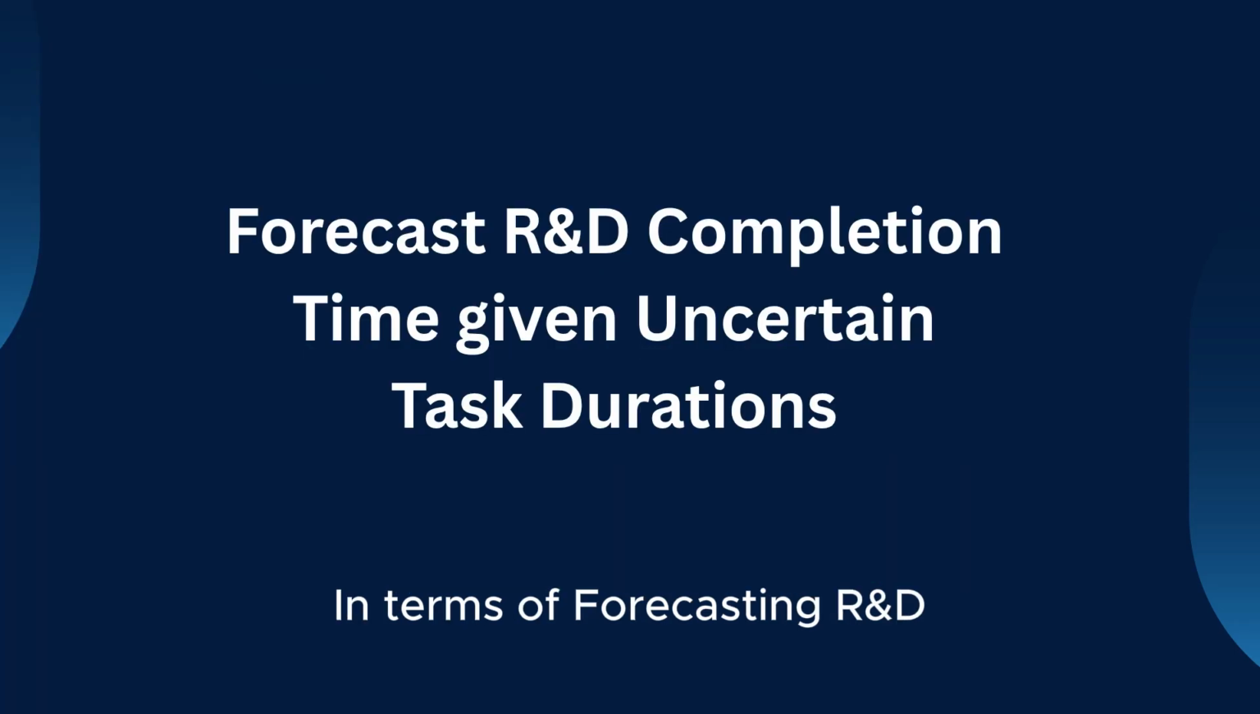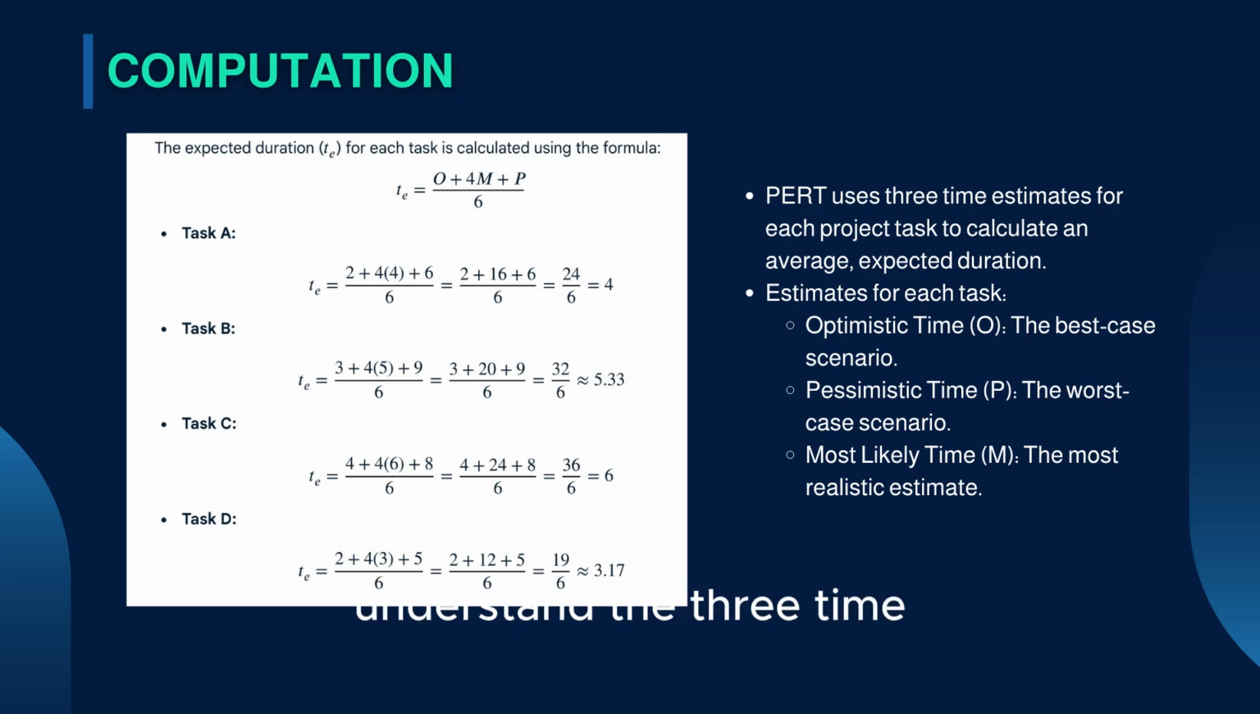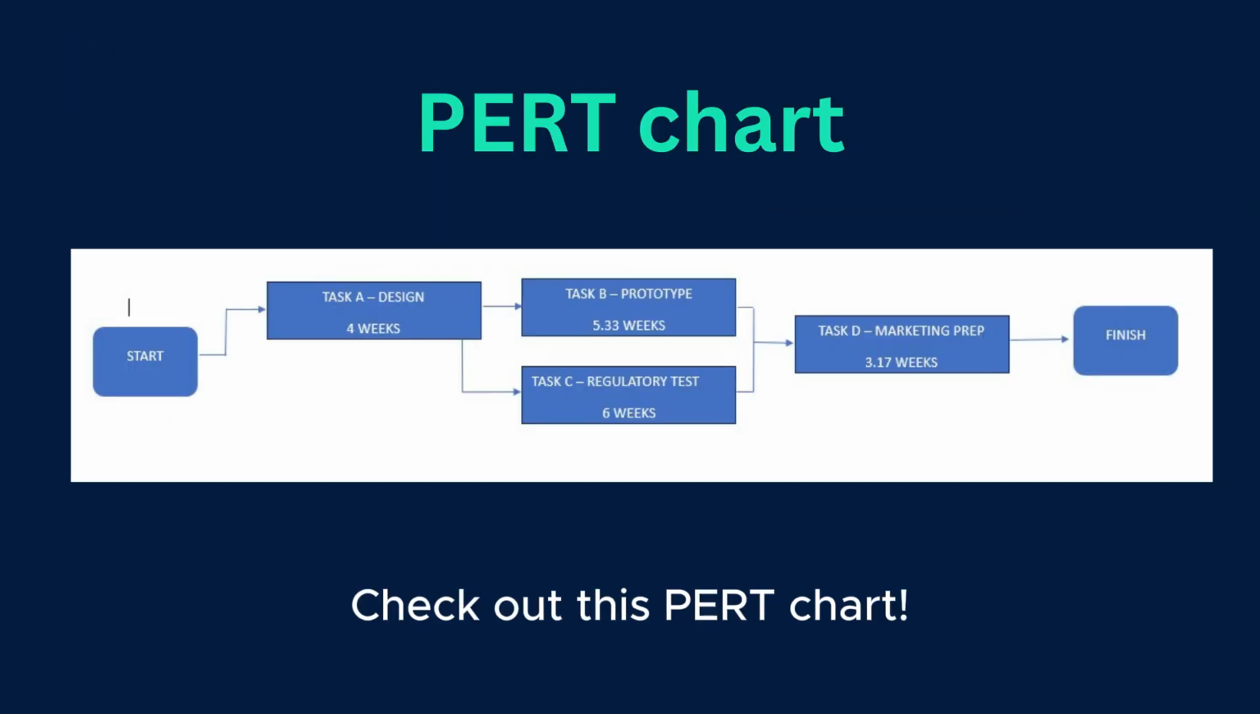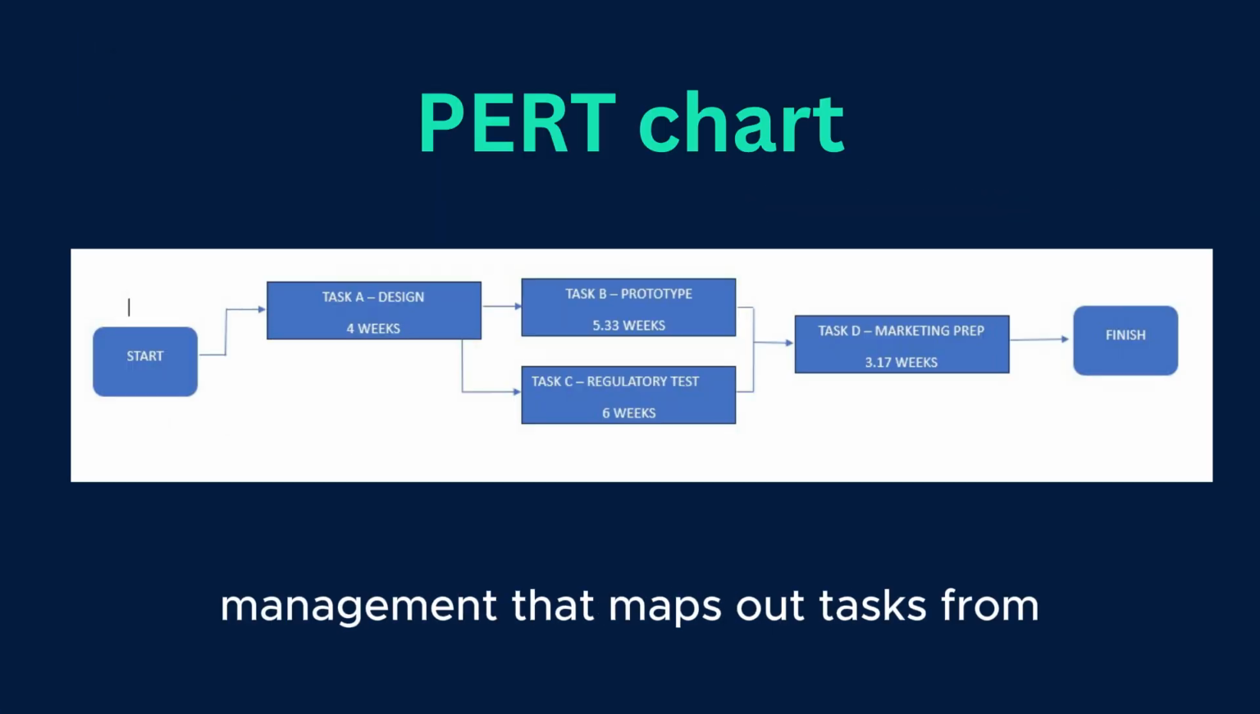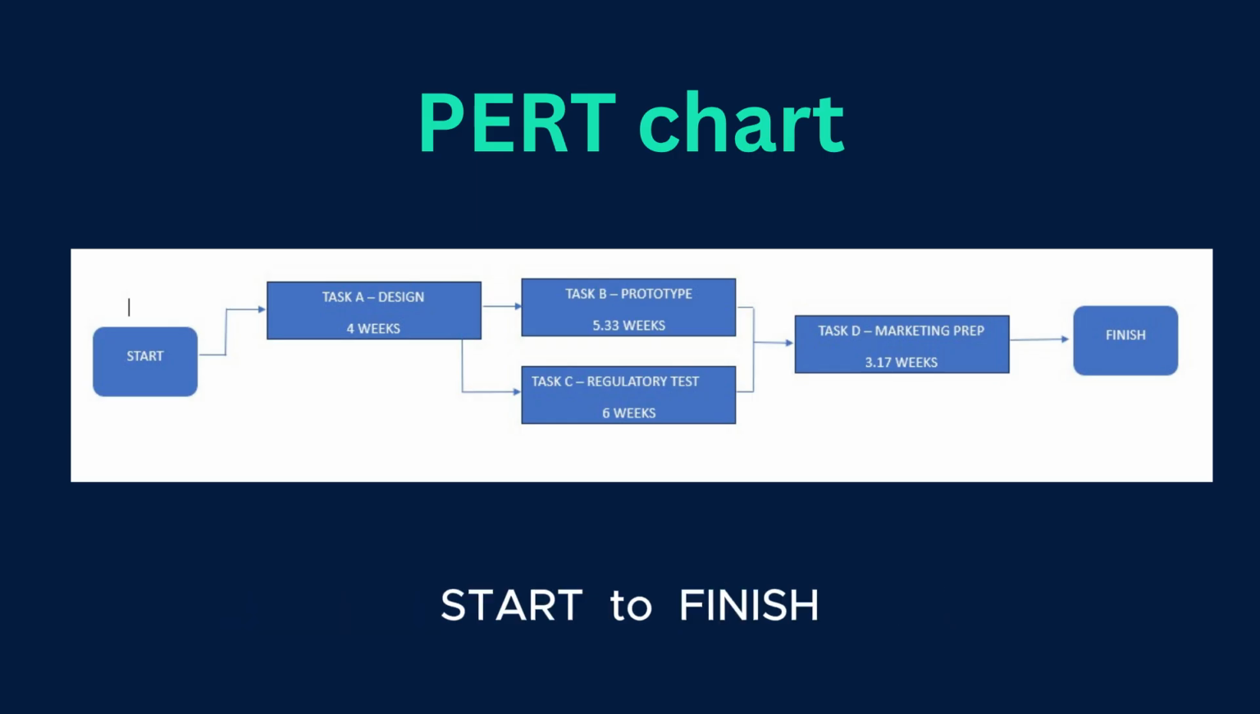In terms of forecasting R&D completion time given uncertain task durations, it's essential to understand the 3 time estimates PERT employs in project management. Optimistic time, pessimistic time, and most likely time are the estimates for getting the task done. These estimates help calculate an average expected duration, facilitating better planning and scheduling, especially in uncertain situations. Check out this PERT chart. It's a handy tool for project management that maps out tasks from start to finish.